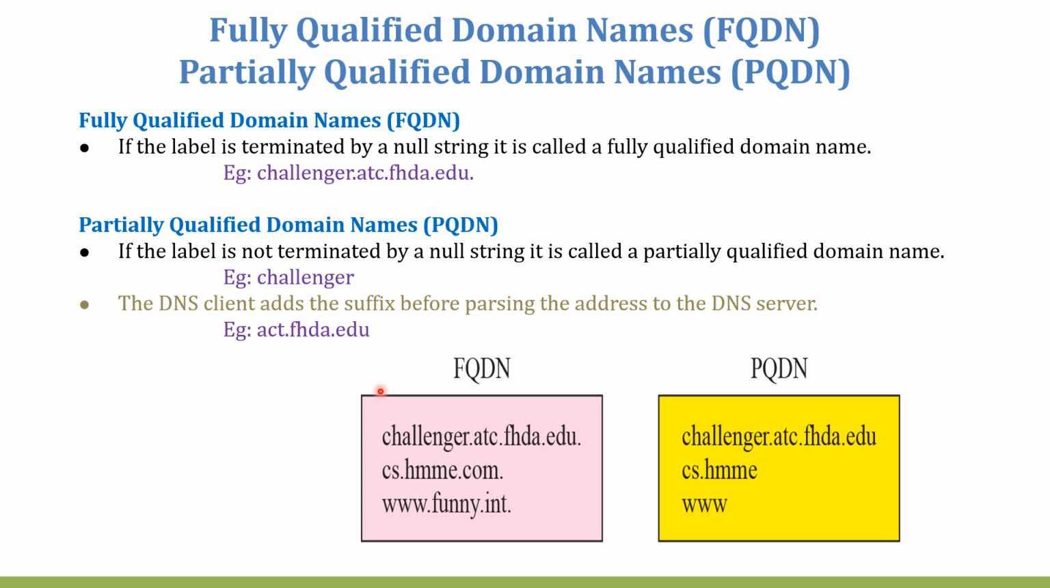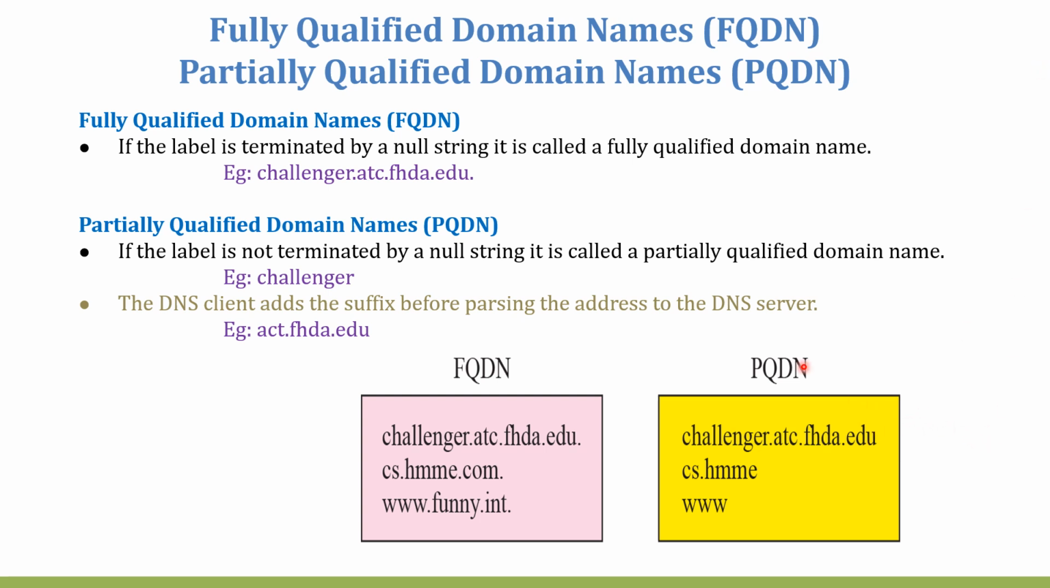Fully qualified domain names. If the label is terminated by the null string, it is called a fully qualified name. It contains the full name of the host, with all labels from most specific to most general. A DNS server can match a fully qualified name to an address. Example, challenger.atc.fhda.edu.